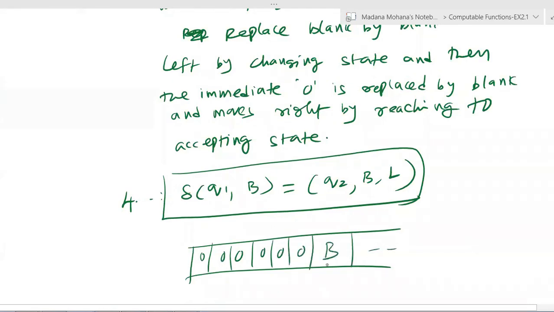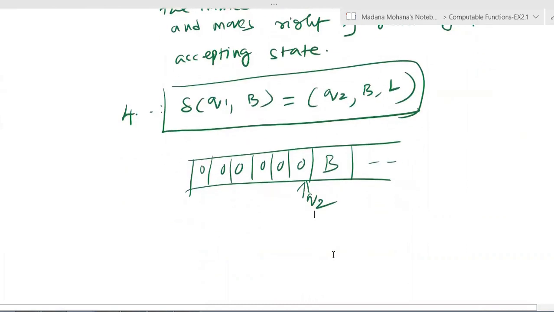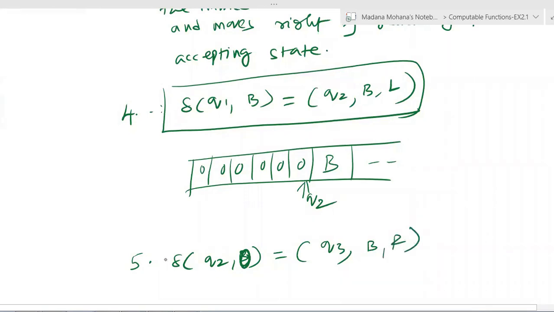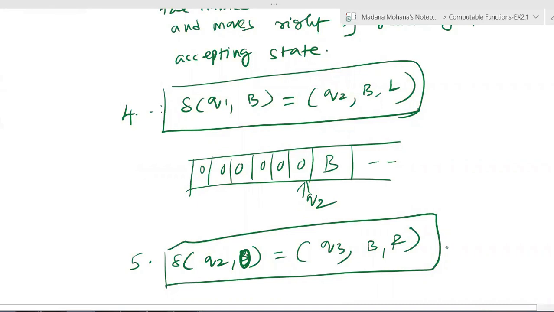Then here blank. Now you are at the rightmost 0 cell with q2 state. For this also we mentioned above what we have to do. Delta of q2 on blank equal to, it goes to the final state, let us say q3. So here you have 0: q2 on 0 equal to q3, 0 is replaced with blank. It goes to q3 state, then it moves right. Now here q3 belongs to F.